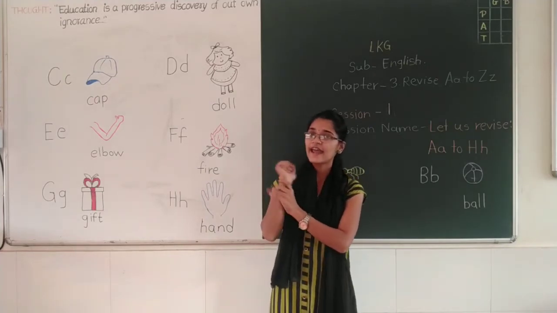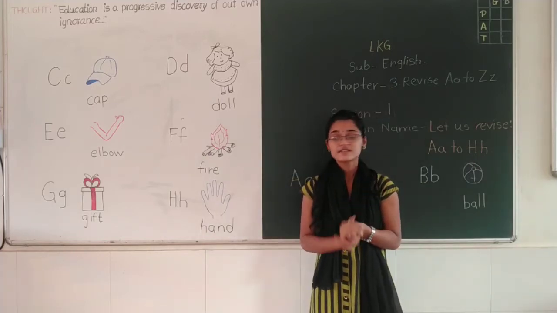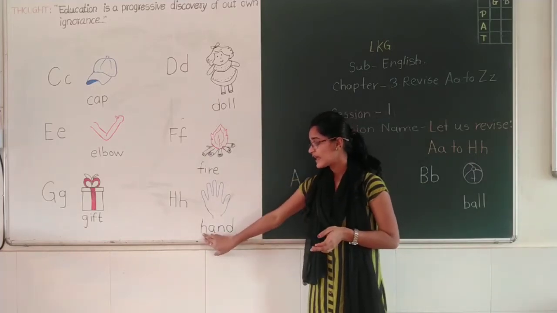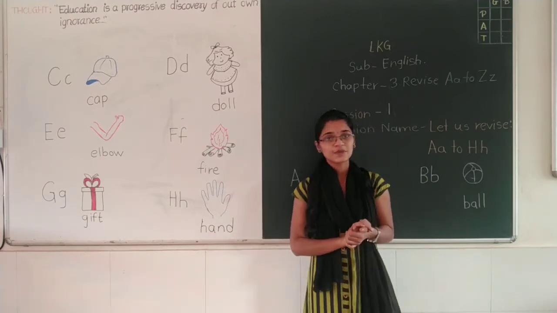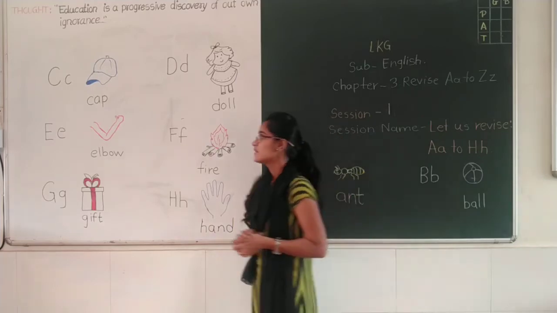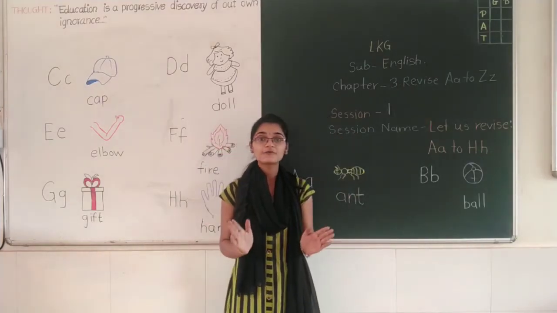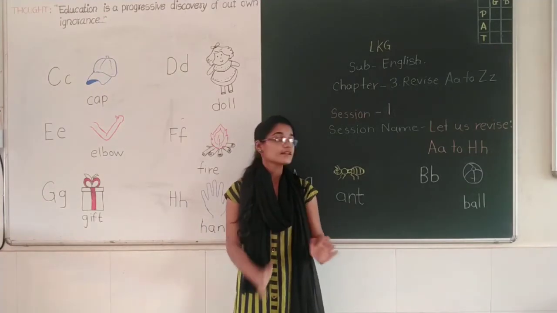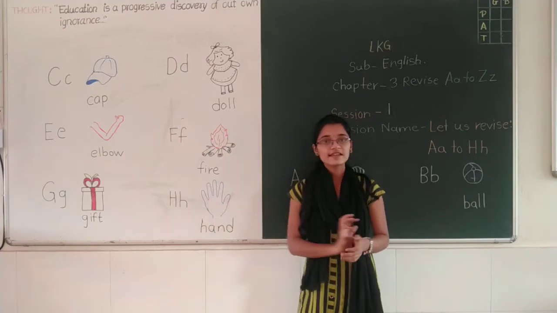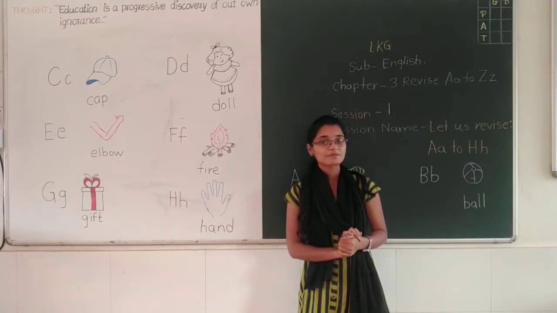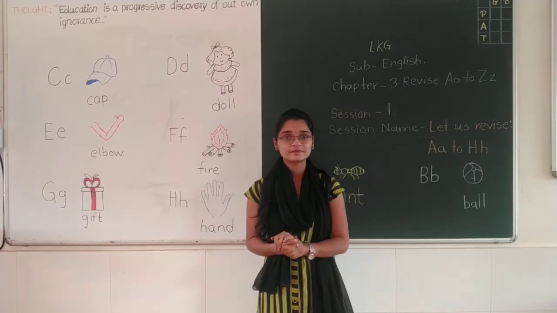H for hand. Now what is the spelling of hand? Read the spelling. H-A-N-D, hand. Okay? So like the student, you have to learn and you have to revise the letters capital A, small a to capital H, small h. Okay? Now I am going to show you your English textbook.